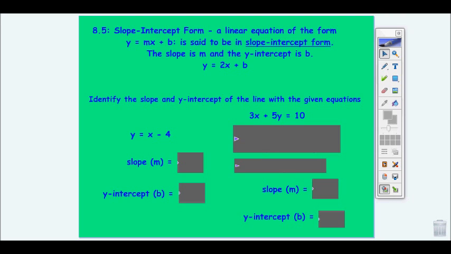So, first of all, we have a new equation, y equals x minus 4. In this equation, we would look for the coefficient to x. Since there is no coefficient to x, it is an implied 1. So the slope in this case would be 1 over 1. The y-intercept would be the constant term. The constant term in this equation is negative 4.